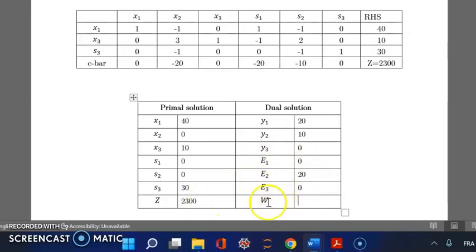Now for the objective value of the dual. As we already know from the duality theorem, when optimality is achieved, the optimal objective value of the primal is equal to the optimal objective value of the dual. So W is equal to Z, which is 2300.